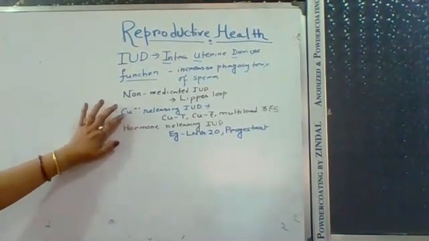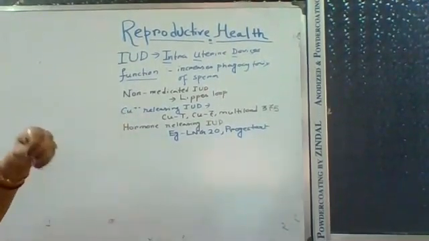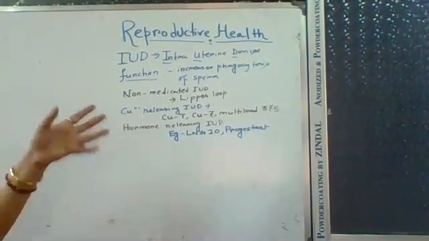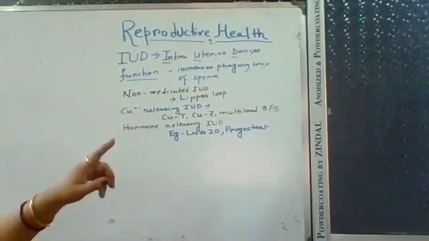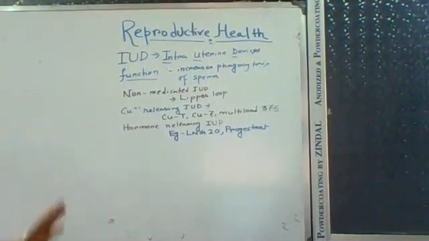Now, what is the utility of this copper releasing IUD? Now, if copper is released in that pathway, this copper ion suppresses motility and fertilizing capacity of the sperm.